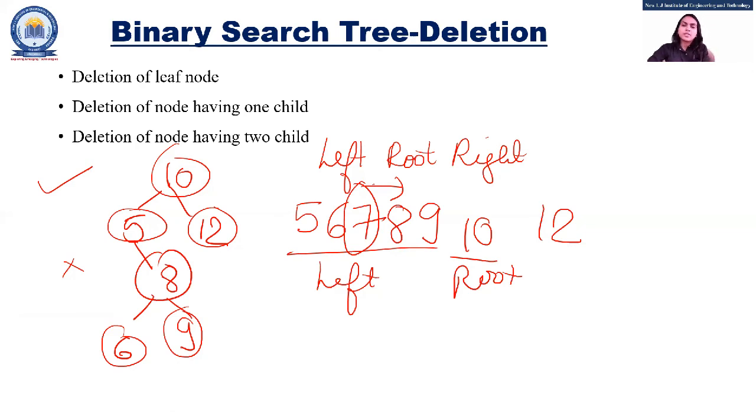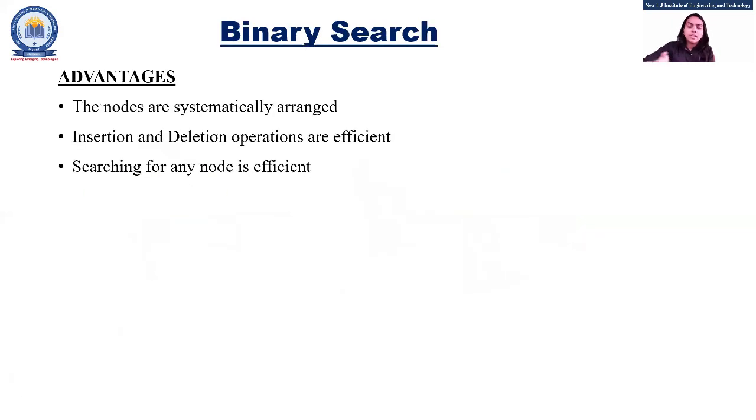So what are the advantages of binary search tree? Just because of its systematic arrangement, insertion and deletion operations are efficient because we don't have to check all the nodes. We have to just target the first root node. If the element is greater, then we have to go to the right subtree. In that case, there would be no work for the left subtree. So the systematic arrangement of nodes is important for insertion and deletion operations.